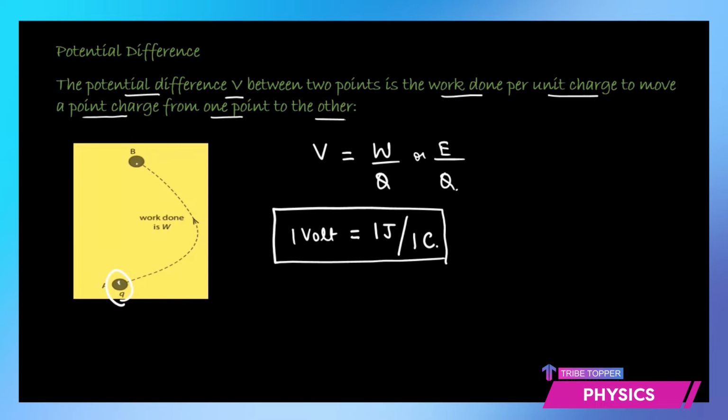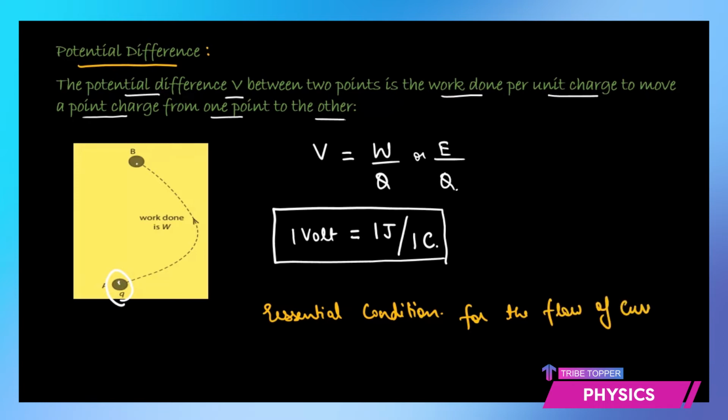I would also like to tell one very important thing about potential difference here, that I would also define it as an essential condition for the flow of current. Now, why do I say that? Let's have a look at a conductor. Let's say this is a conductor AB. This is a metallic conductor and it has free electrons which are moving around in random zigzag motion when there is nothing connected to it.